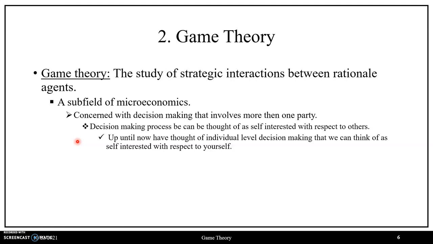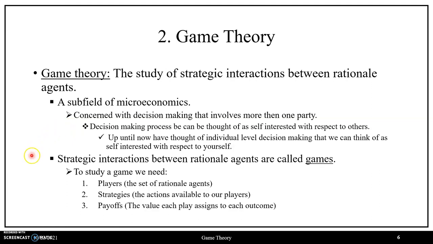And so we could think about that kind of decision making as being self-interested with respect to yourself, which is a special case of self-interested with respect to others, in that the only party you have to consider is yourself, where a more broad subset of that is yourself and other individuals. So then, with this in mind, strategic interactions between rational agents are what we will call games, where in order to study a game, we will need three items.